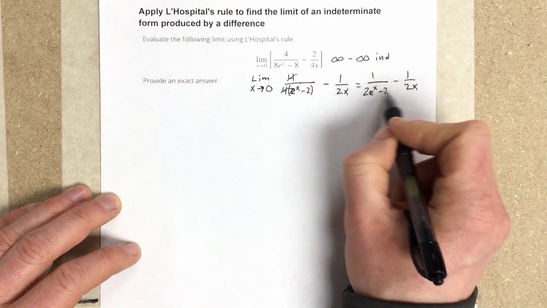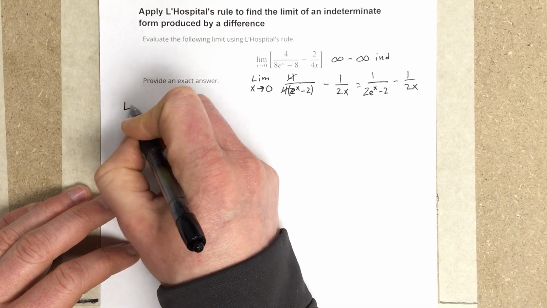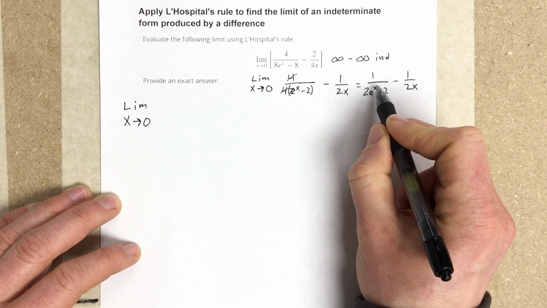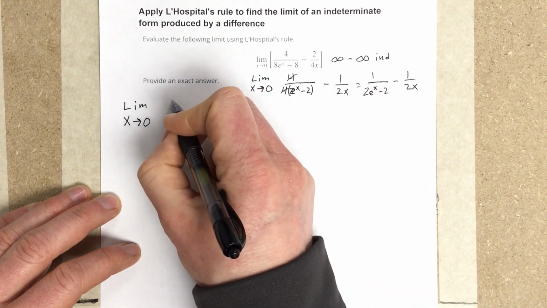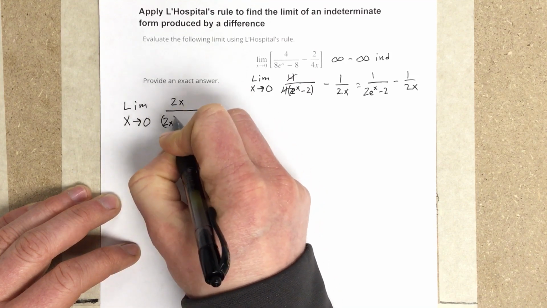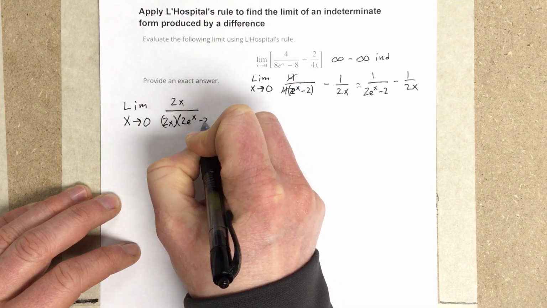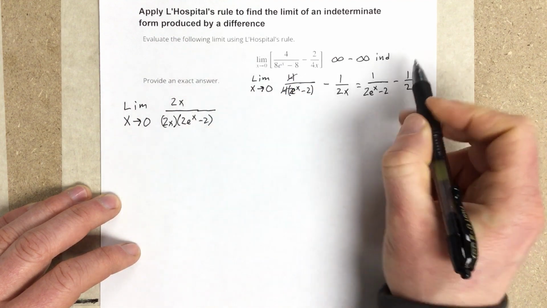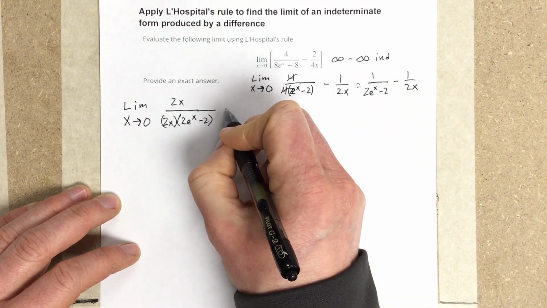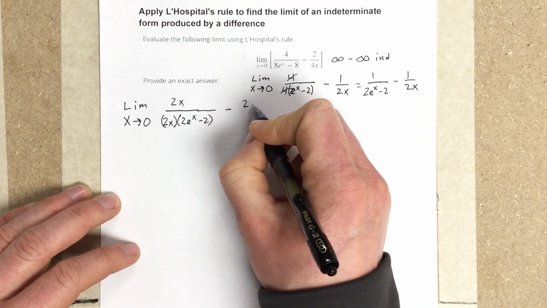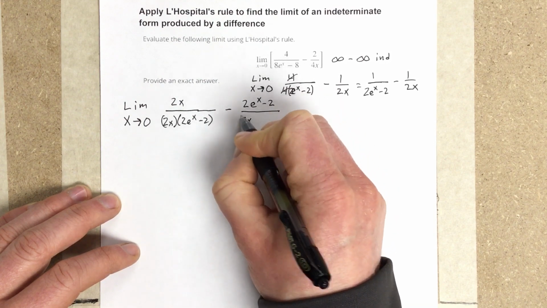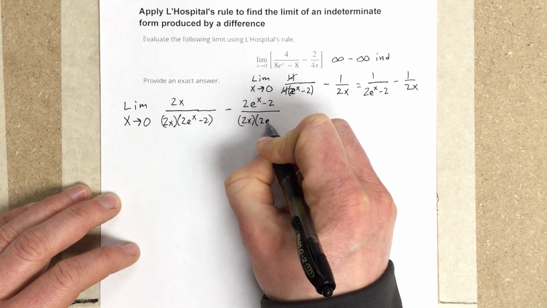So I need to combine these together using a common denominator. I'm going to say limit as x approaches 0, and I'm going to multiply this fraction by 2x over 2x. So I have 2x times 1 on top over 2x times 2e to the x minus 2. I'm going to multiply this fraction by 2e to the x minus 2 over 2e to the x minus 2. So I have 2e to the x minus 2 in the numerator over 2x times 2e to the x minus 2.